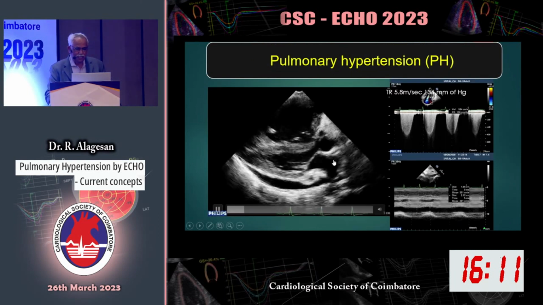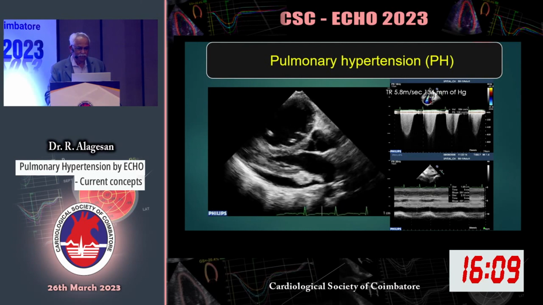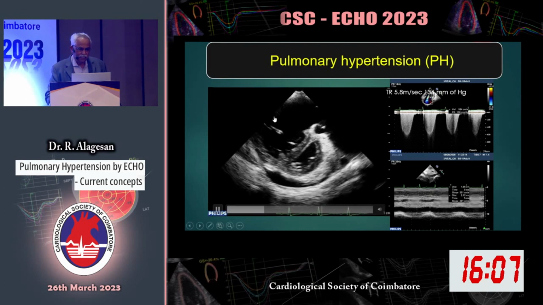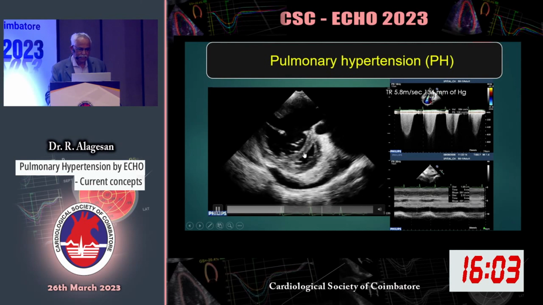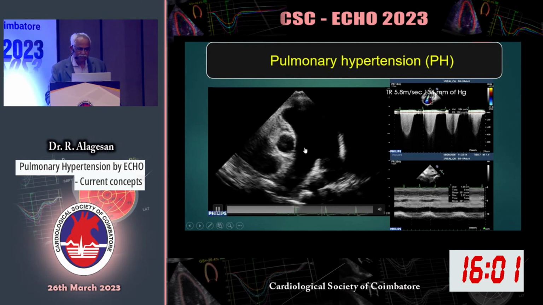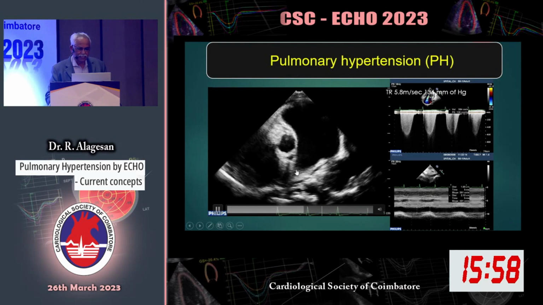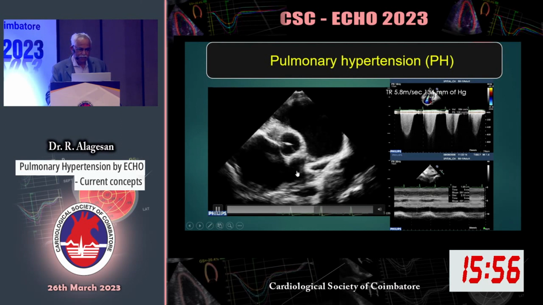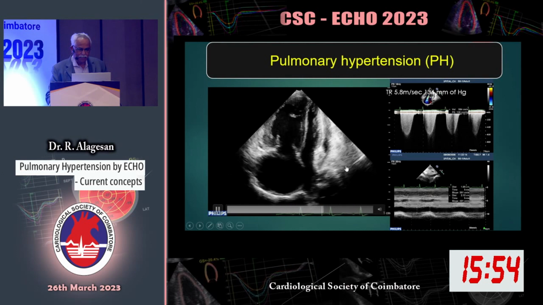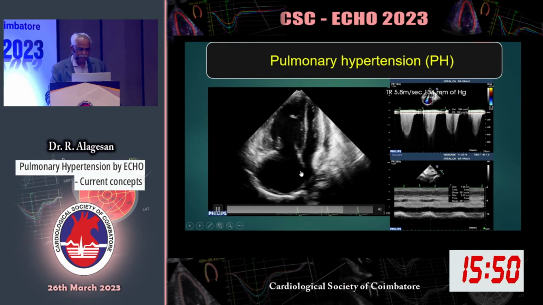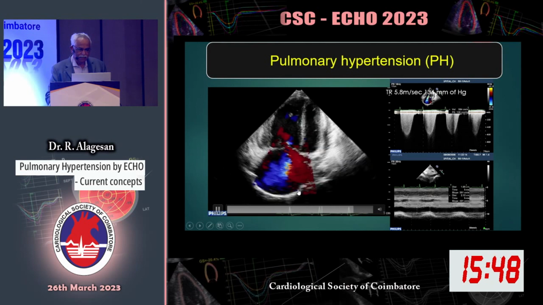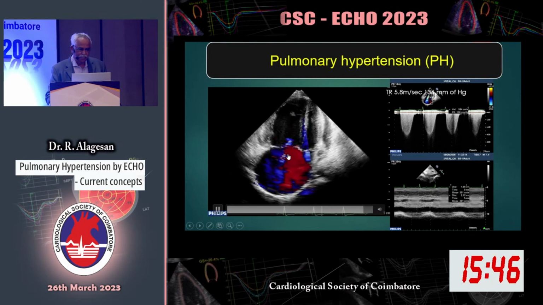So this is a typical two-dimensional echocardiographic appearance of a patient with pulmonary hypertension. The right ventricle is markedly dilated. The left ventricle is compressed. The interventricular septum is bowing towards the left ventricle during systole and diastole. The main pulmonary artery and the branch pulmonary arteries are dilated. You can see the left ventricle and the left atrium is dilated. The interatrial septum is bowing towards the left atrium.